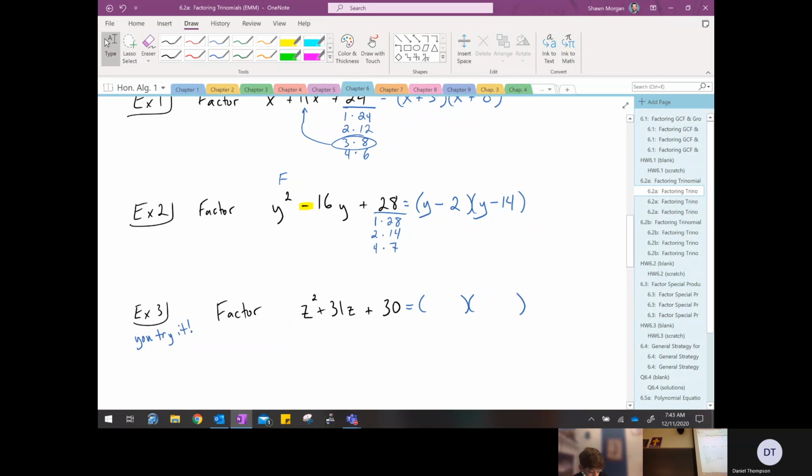All right. Drew Benton, what'd you get? z plus 1 and z plus 30. Fabulous. Does anybody concur with that? I certainly do. Okay. Now, we picked a positive 1 and a positive 30 because that middle term was positive 31. James.